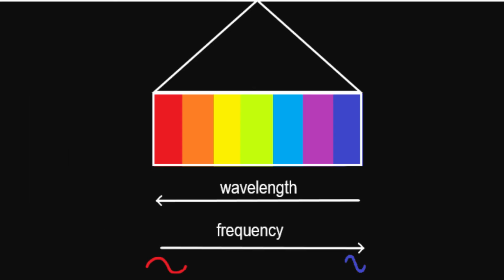In sound waves, the frequency determines the pitch. In EM waves, the frequency determines the color. Red color light has a large wavelength, and so a low frequency. On the other end, violet light has a smaller wavelength and a large frequency.